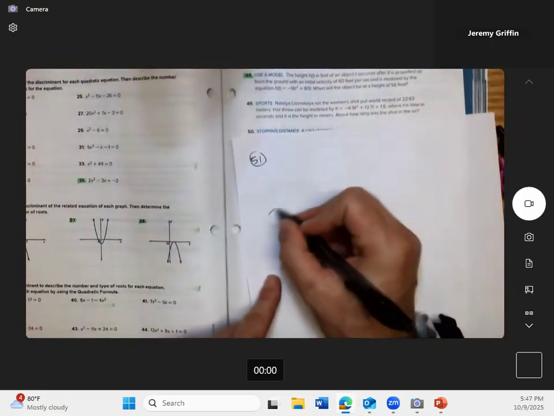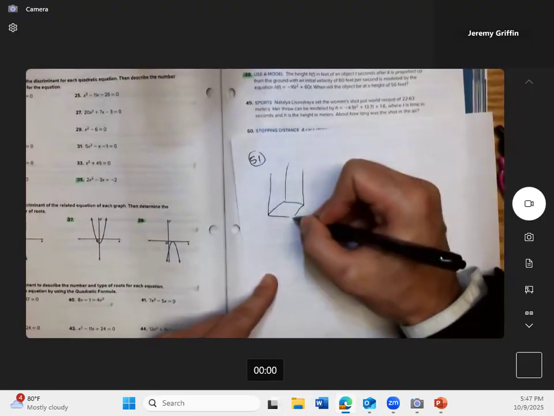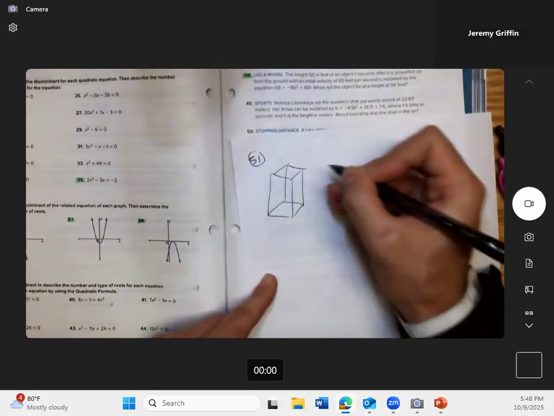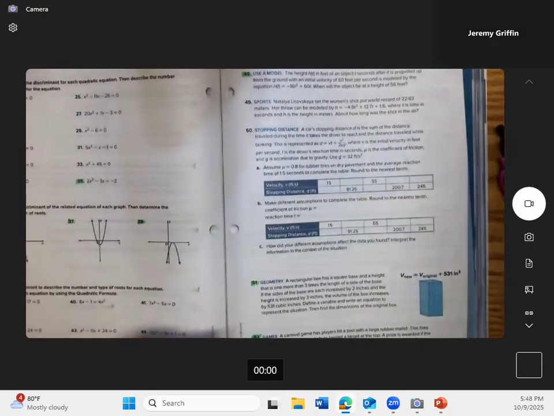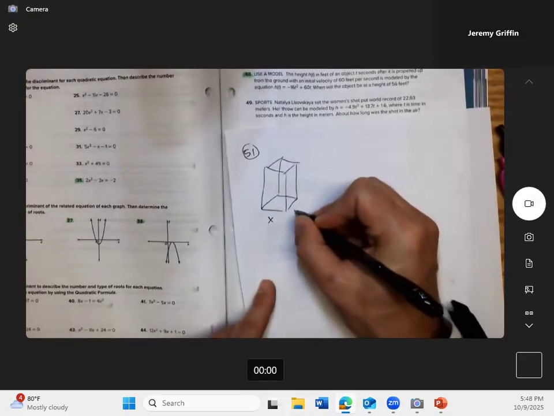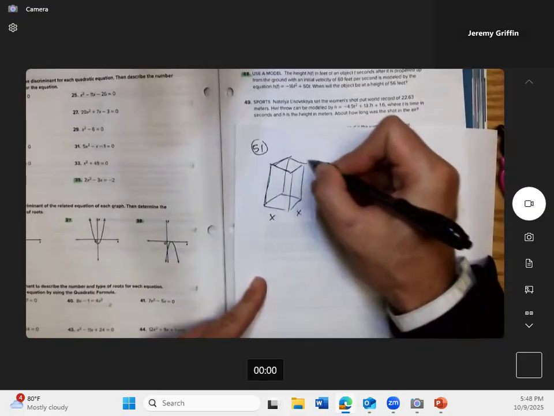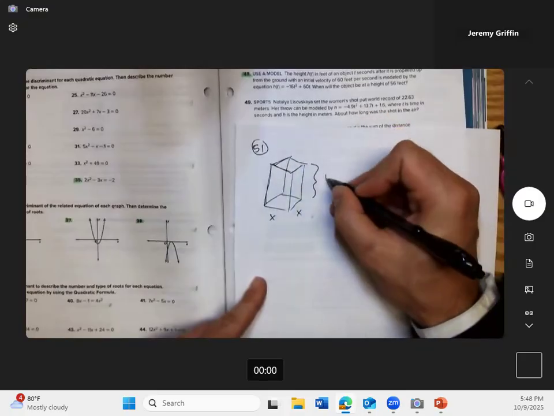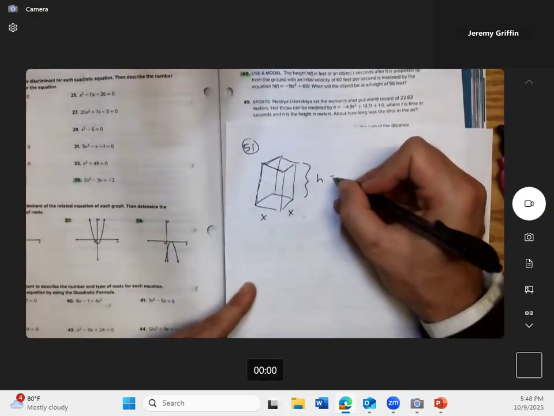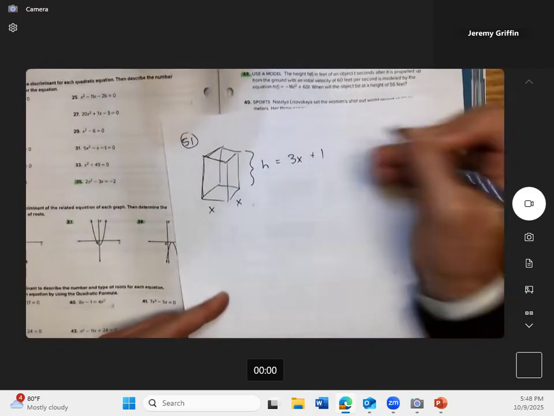So here, I want to make my own picture. So maybe I'll call a side of the box x. Since it's a square base, that would also be x. Now this height right here, I'll call it H for height. They said it is 1 more than 3 times the length of the base. So that'd be 3x plus 1.